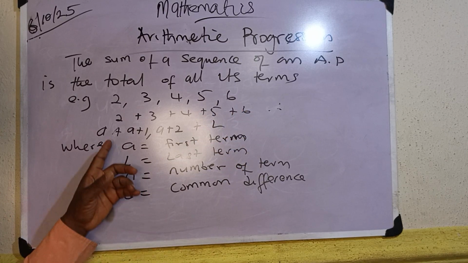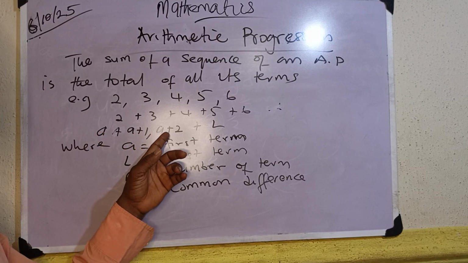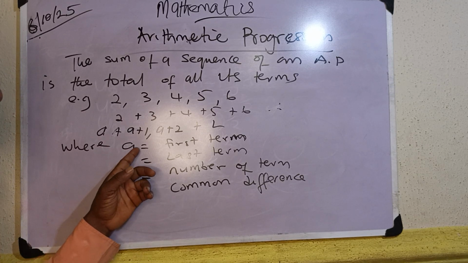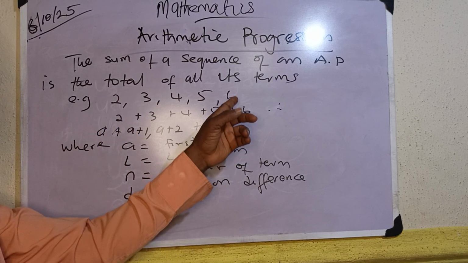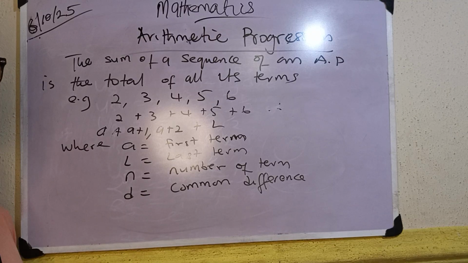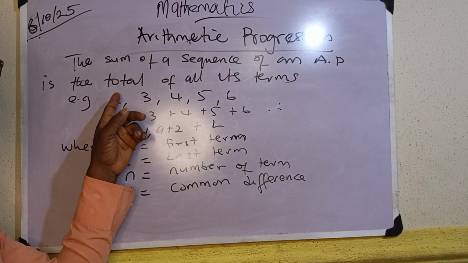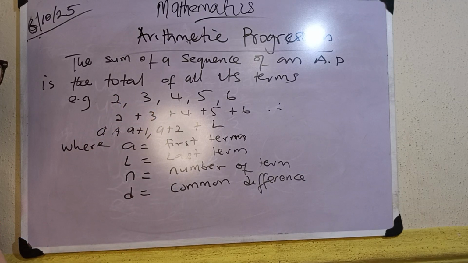Is that okay? Well, the first term is always A, the second term is always A plus d, the third term is A plus 2d, and the last term is always L. We have A as the first term, just like 2. We have L as the last term, just like 6. N is the number of terms, and D is the common difference. In my previous class, I taught you how to get the common difference. You find the difference between the first term and the one immediately after it. You get the common difference.